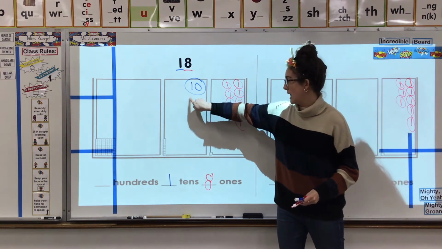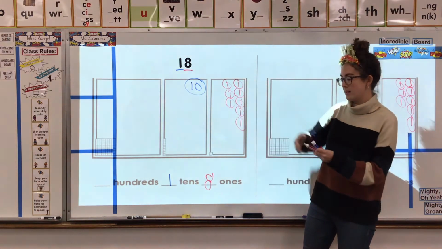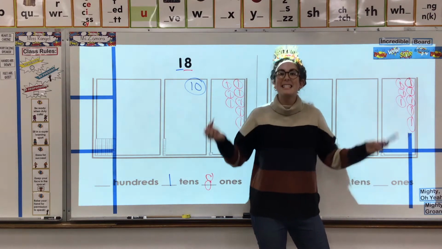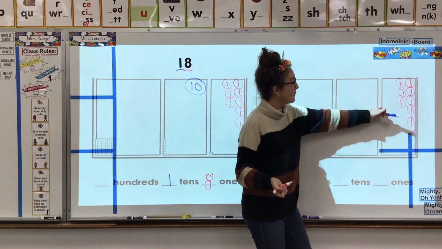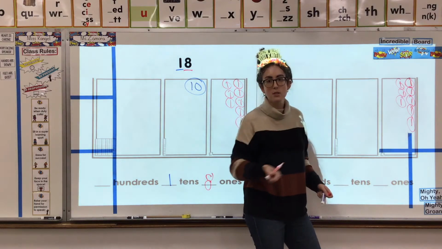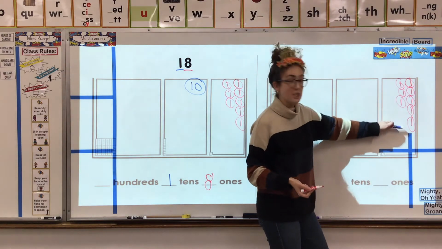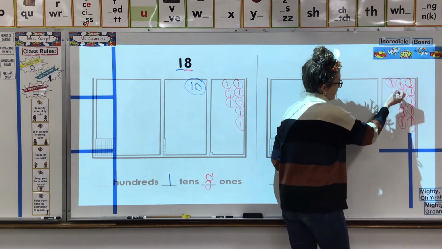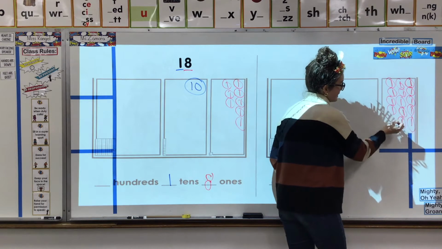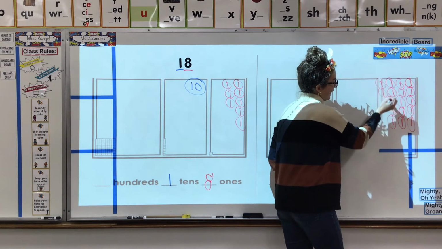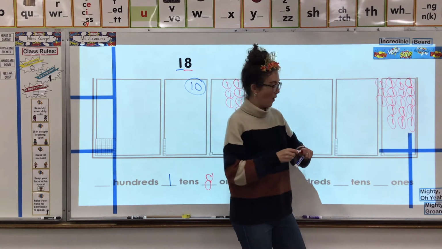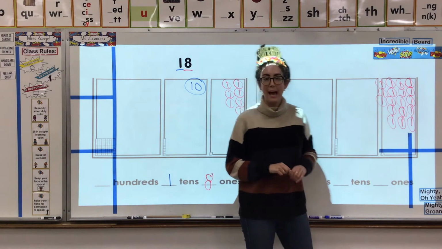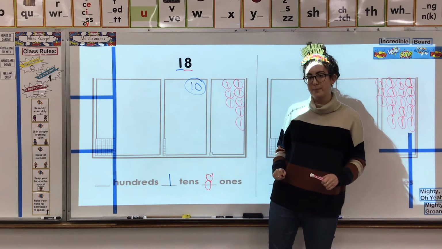So again, if we're changing this 1 ten to ones, how many ones are we going to add? 10 more ones. So I want you to add 10 ones to what you already have. That means you're just going to start adding right away. 1, 2, 3, 4, 5, 6, 7, 8, 9, 10. We now have 8 and the 10 ones we just added that came from our 1 ten.